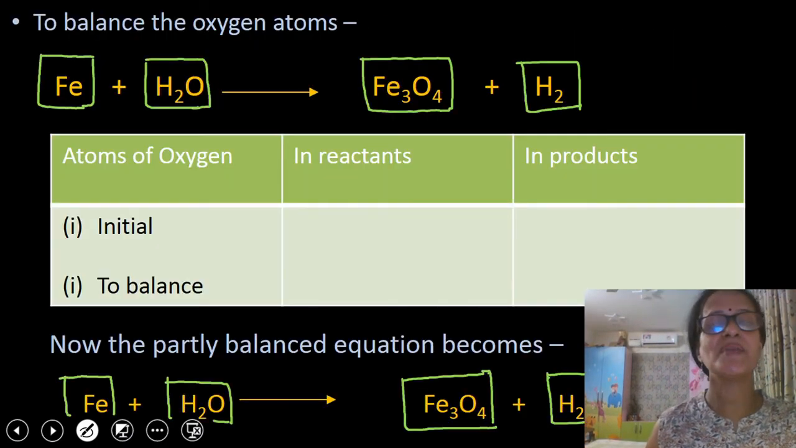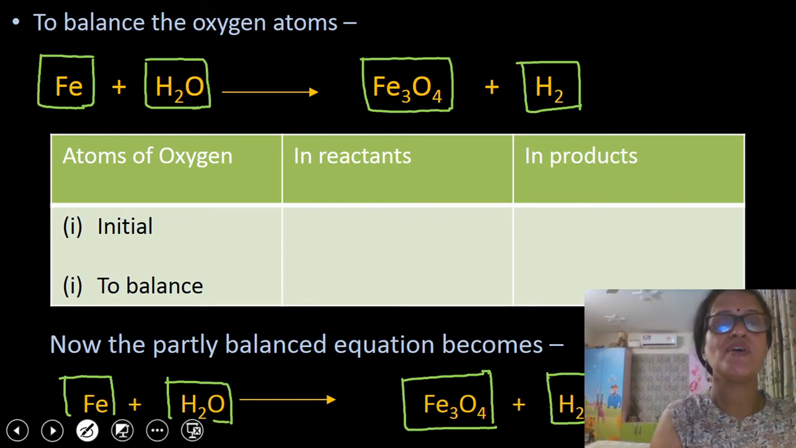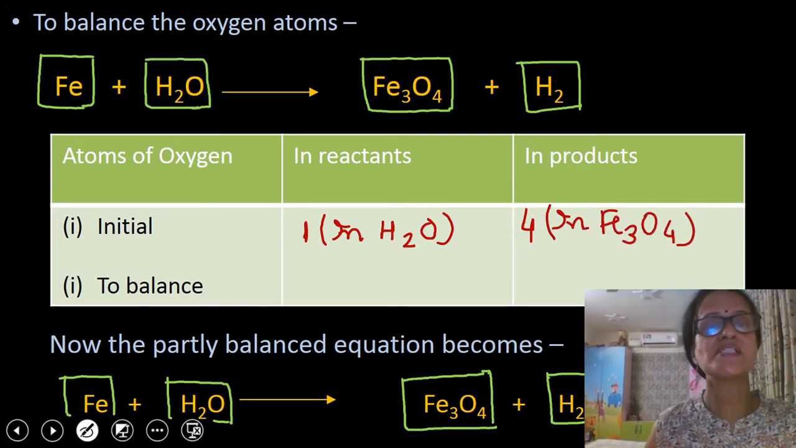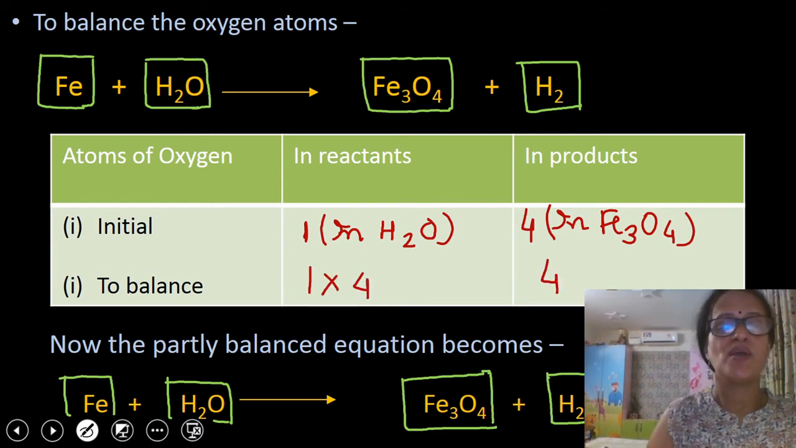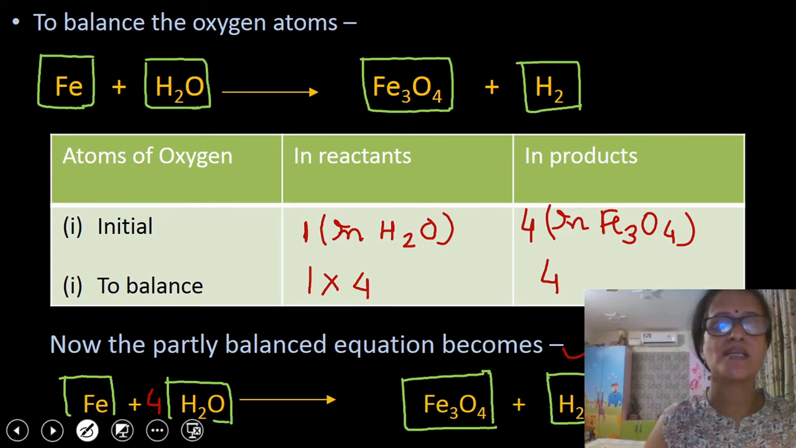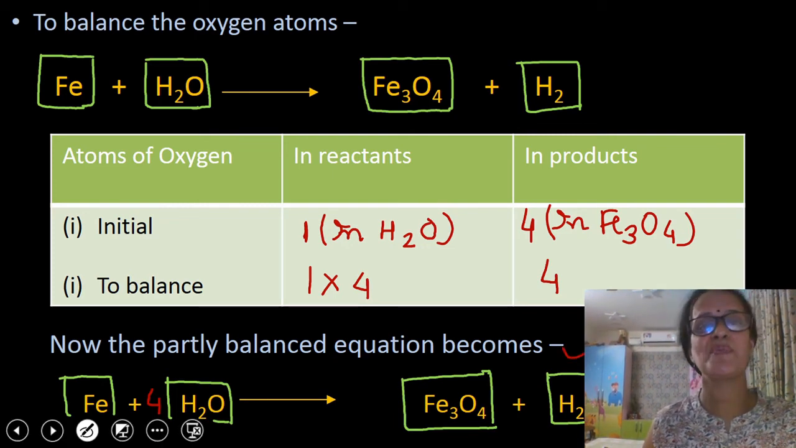For balancing oxygen atom, let's count the number of oxygen atoms in reactant side as well as in product side. Initially we have only 1 atom of oxygen in H2O. Now look at the product side. In product side we have 4 atoms of oxygen in Fe3O4. So to balance, what we have to do? We have to multiply H2O by the number 4 in reactant side. So let's see. We are multiplying H2O by 4. So now the partly balanced equation becomes Fe plus 4H2O gives Fe3O4 plus H2.